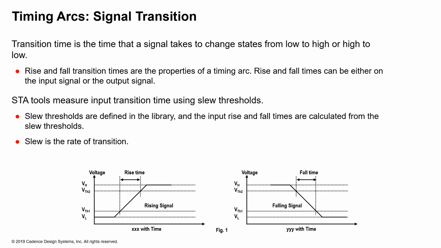So the slew is the rate of transition, and STA tools measure input transition time and output transition time using slew thresholds. These slew thresholds are defined in the library, and the input rise and fall times are calculated from the slew thresholds.